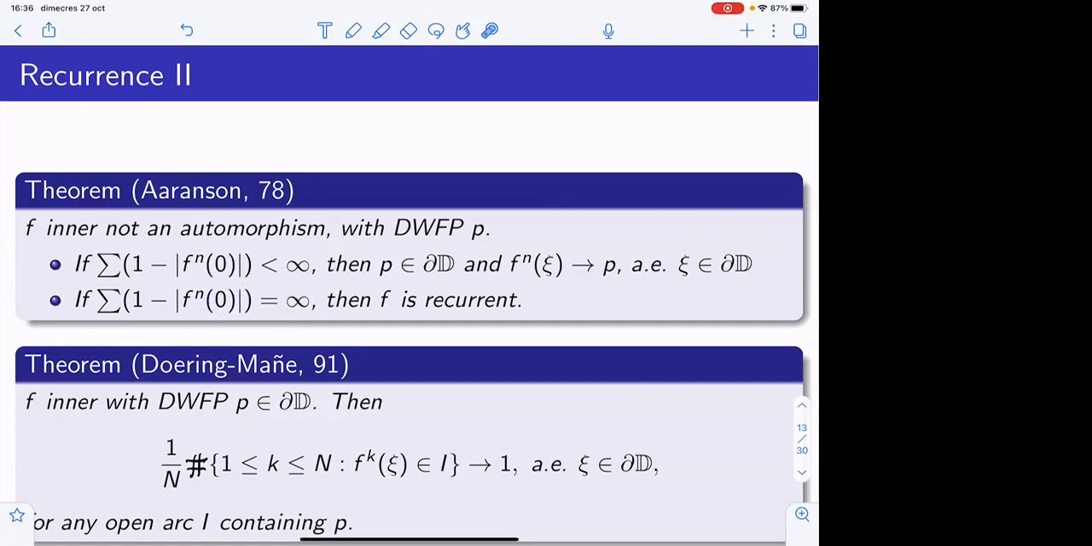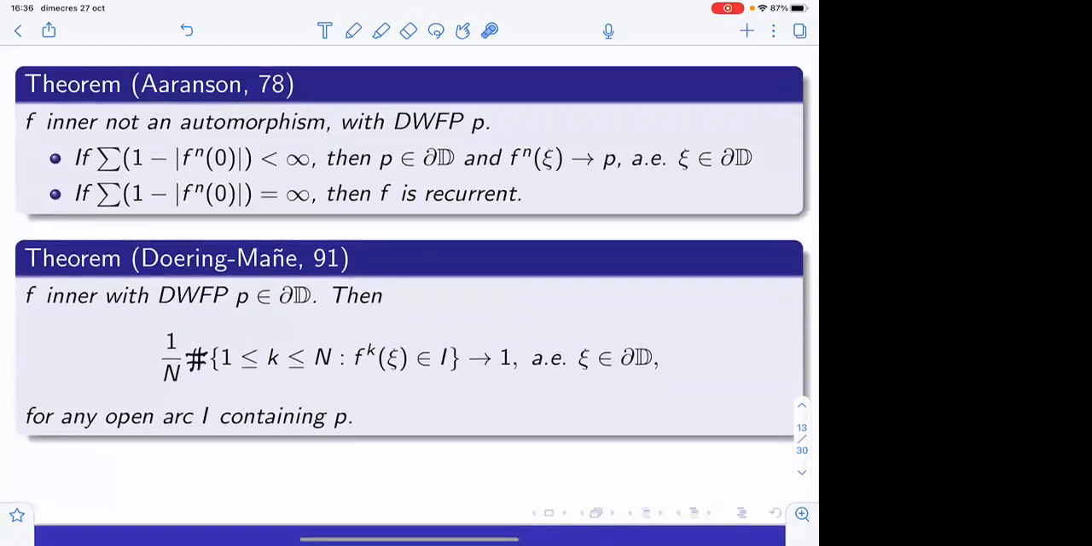And here is a nice refinement by Doering and Mañé. This refinement says the following. Assume that you have an inner function with a Denjoy-Wolff fixed point in the boundary, okay? So we are now in the critical case, right? When the Denjoy-Wolff fixed point is in the boundary. Then you take an arc containing this Denjoy-Wolff fixed point. Here is the Denjoy-Wolff fixed point in the boundary. You look at an arc. And now you count the number of times the orbit lies in I among the first n elements of the orbit, and you count which proportion of time the orbit lies in I. And what happens is that for almost every psi, this proportion tends to 1.